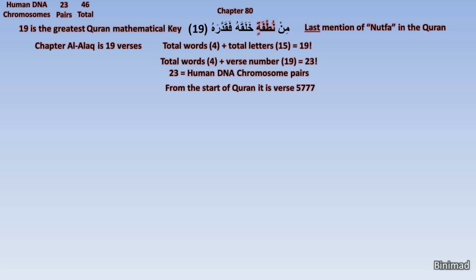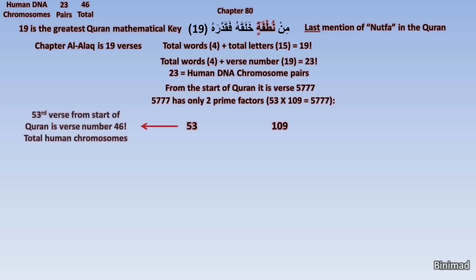This is an interesting number because it only has 2 prime factors, both of which are prime numbers. They are 53 and 109. So what is 53? Amazingly, the 53rd verse from the start of the Quran is verse 46, thus again giving the total chromosomes in humans. Yet both 53 and 109 are prime numbers, and their order among prime numbers is 16 and 29. Like DNA, it is all interconnected. But what does this mean?